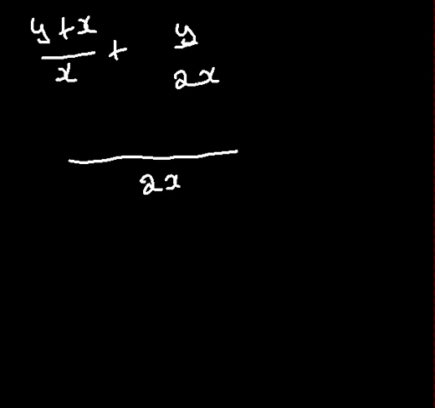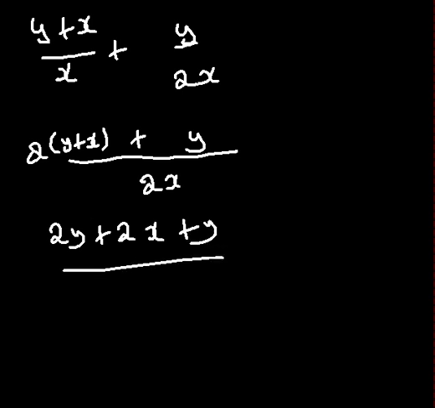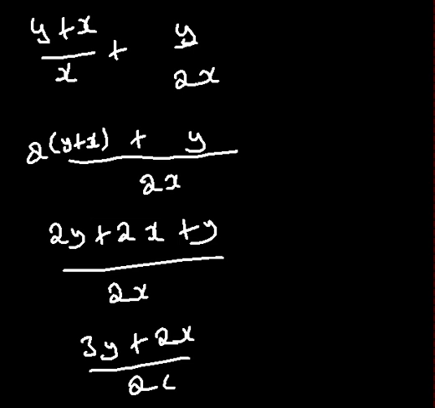Then 2x into 2x is 1, and 1 times y is y, plus x into 2x is 2, and 2 times we have (y + x). So we have to distribute the 2, and we have 2y + 2x, plus y, divided by 2x. Having the like terms together, we have (3y + 2x) divided by 2x. Since these are unlike terms, we cannot take them further, so we just leave it that way.